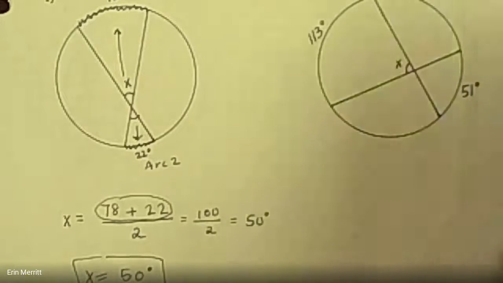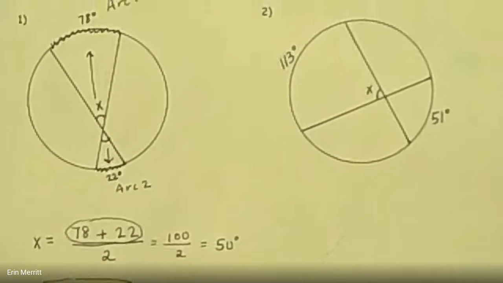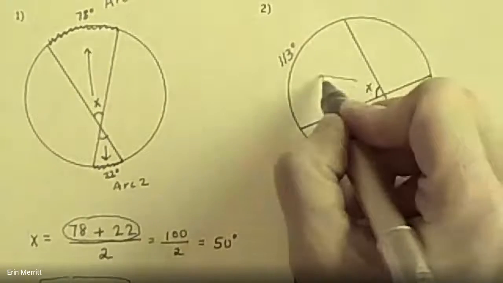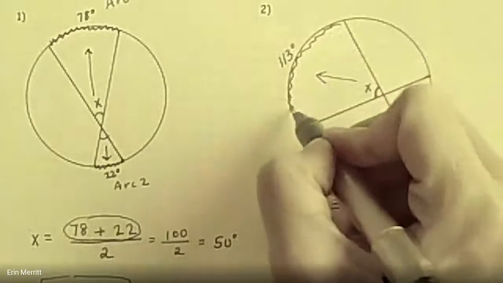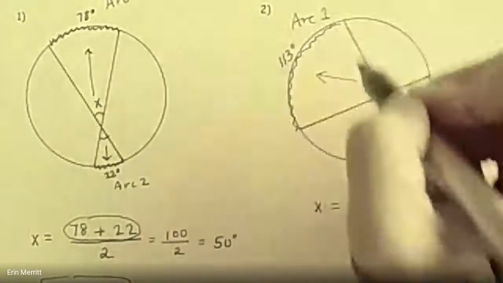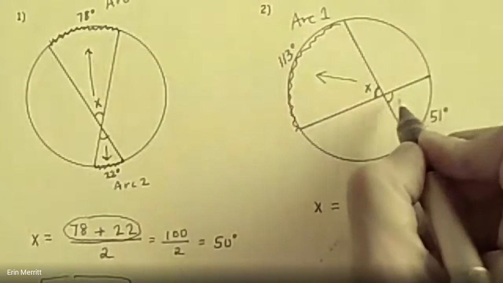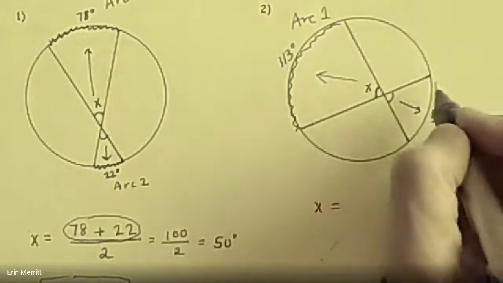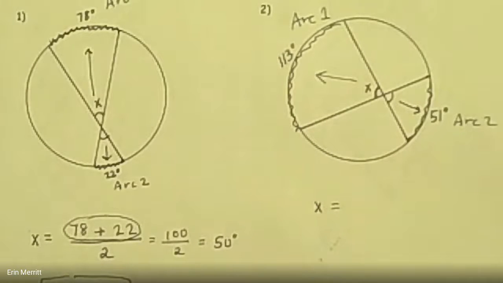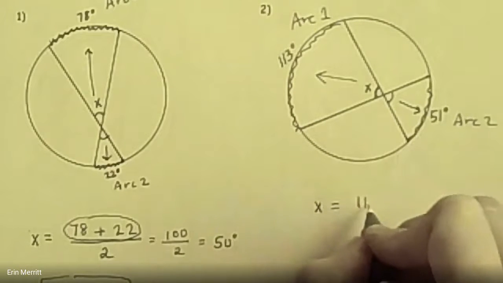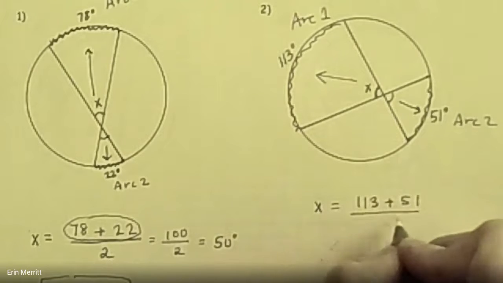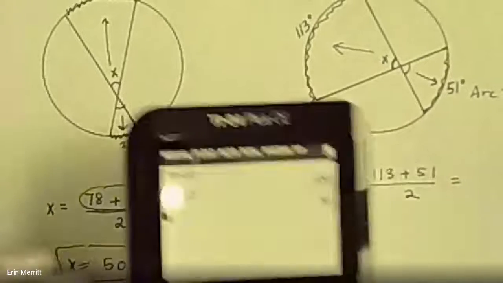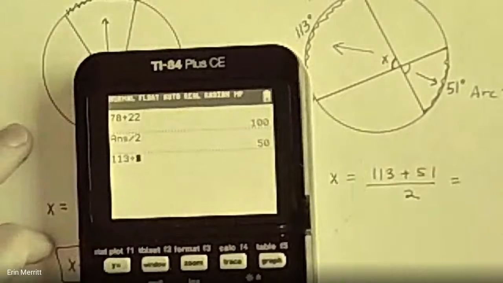All right, you've got a second one. Think about how the setup is. X is the angle that we're looking for. That's our in angle. So the arcs it opens up to: we got 113 over here. I can consider that arc 1. And then use its vertical angle. The vertical angle opens up to 51. That would be arc 2. Let's add them together and divide by 2. So 113 plus 51 divided by 2. Again, when you type it into the calculator, add them first.